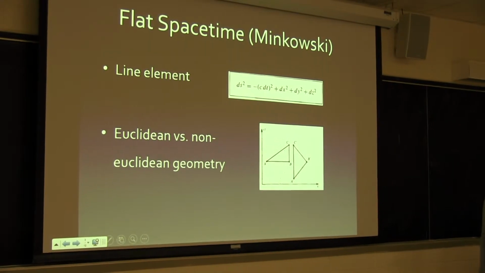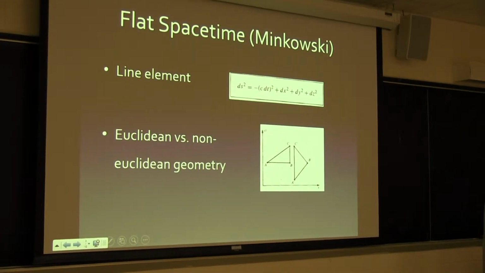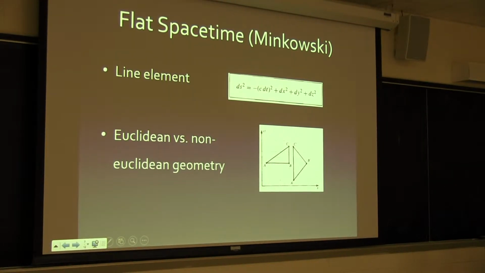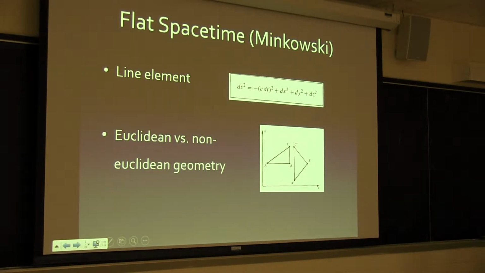The reason the time component is negative comes from a thought experiment with light, and it actually makes everything work. If we didn't have that, none of the equations would work out. It's a pretty simple derivation. If you want to know more about it, let me know after the talk.